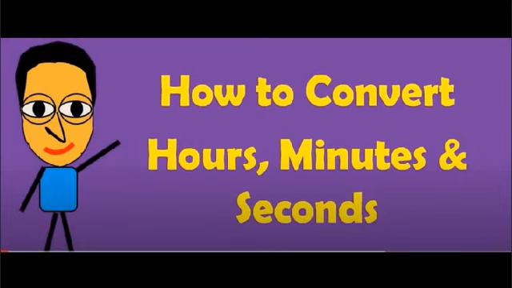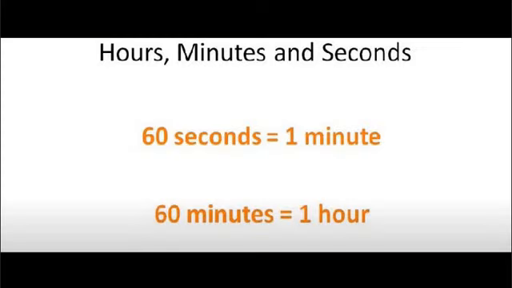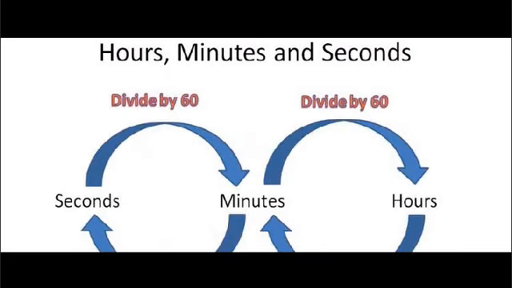Let's do a quick recap on time chapter. So very first thing is how to convert hour, minutes and second. So we know that 60 seconds equals 1 minute and 60 minutes equal 1 hour. If we need to convert seconds into minute, we need to divide by 60. And if we need to convert minute into seconds, we need to multiply by 60.